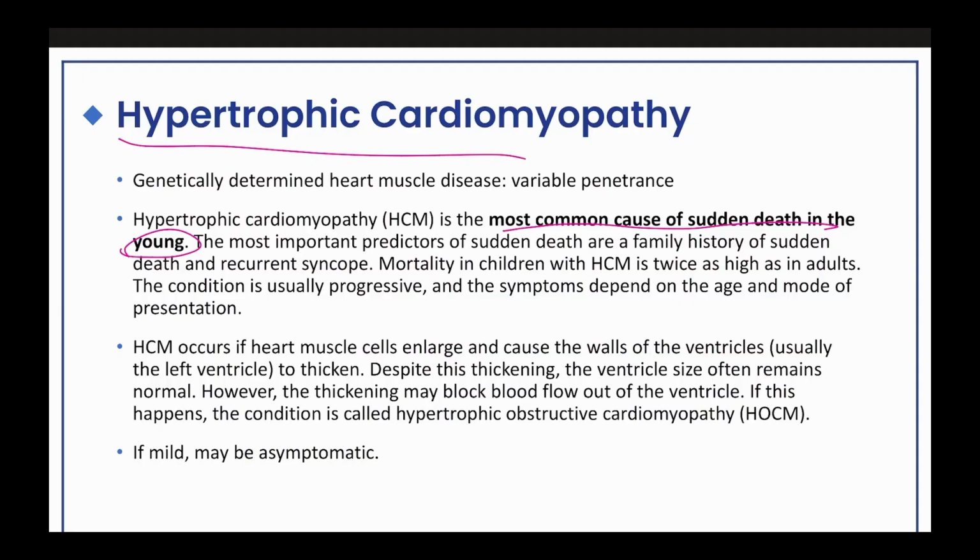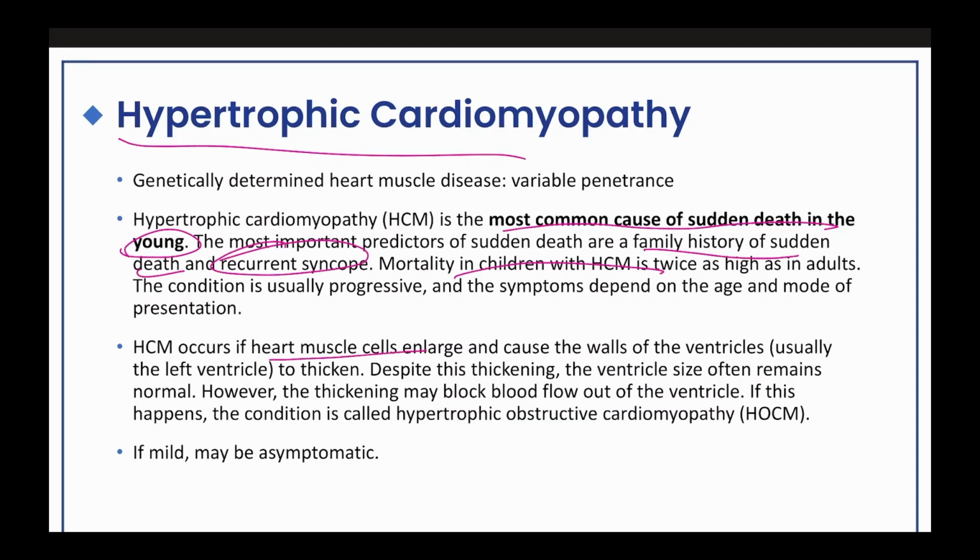Most important predictors are family history of sudden death and recurrent syncope. If you go into a VFib and it may only last 10 seconds, you may pass out from that. In those 10 seconds, there's very little blood flow leaving the heart because you're fibrillating. So it's transient. If you're having syncopal events, it may lead to a bigger event that may happen later. Mortality in children with HOCM is twice as high as in adults.